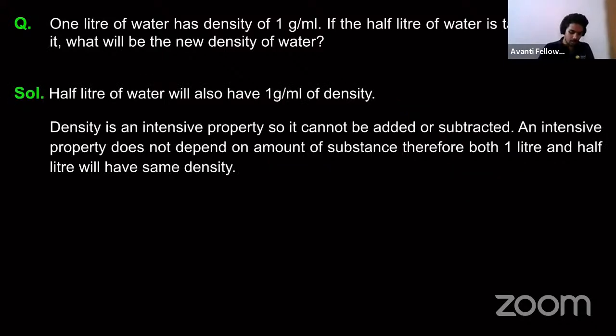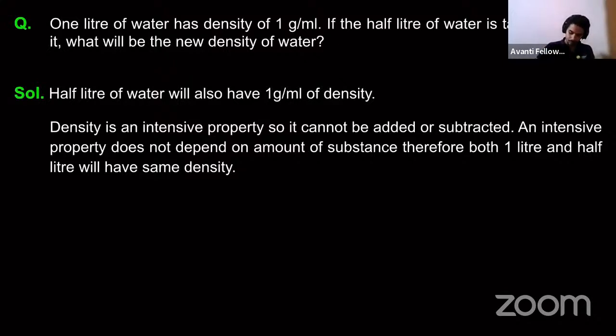So here is the answer, you can note it down. Half a liter of water will also have 1 gram per ml of density. Why? Because density is an intensive property. But mass is an extensive property. If 500 ml of water is there, it will contain, let's say, 500 grams of mass. But if you take 1 liter of water, it will have 1 kilogram of mass. As we increase the matter, the property also increases. That is called an extensive property. But density is an intensive property. It doesn't depend on how much matter we are taking.